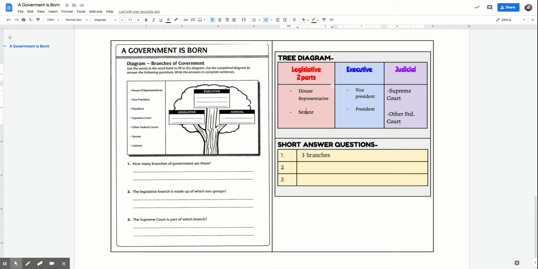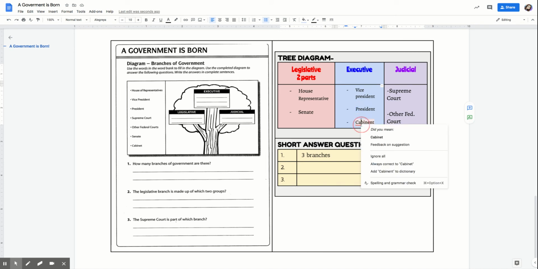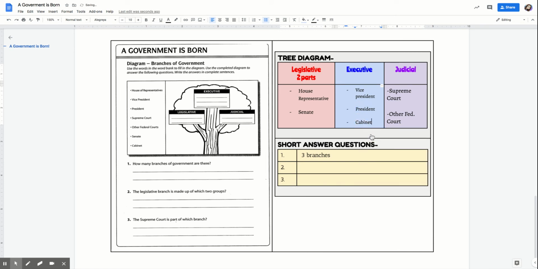All right. The last and not least is the cabinet. The cabinet belongs under the executive branch. The cabinet is the people who help the president run the country. It is his cabinet, and every single new president gets to choose his own or her own cabinet. The cabinet are people who are there to help the president make choices and run the country.